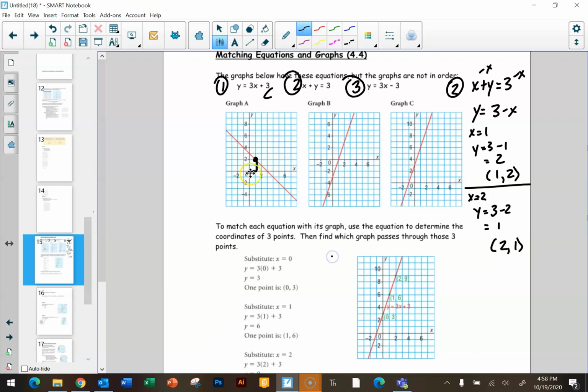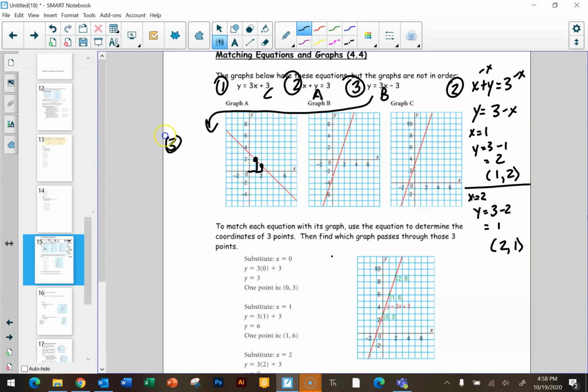Let's check 2 and 1, okay? So we go over 2 and then up to the 1. So it's also on that line. So we can say with a fair degree of confidence, even without checking another number, that this is graph A. Now, obviously, that means that 3 is going to be graph B. Which one didn't we use? Yeah, we didn't use B. So we can say with certainty that this one's going to be graph B, but let's just plug in a few numbers just to make sure.